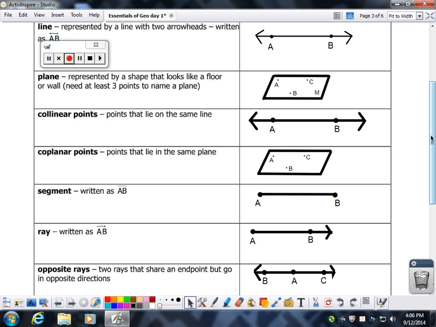Collinear points are points that lie on the same line. For example, A and B are collinear points because they lie on the same line. Coplanar points are points that lie in the same plane. Here's your plane, and A, B, and C all lie within the plane. So A, B, and C would be coplanar points.